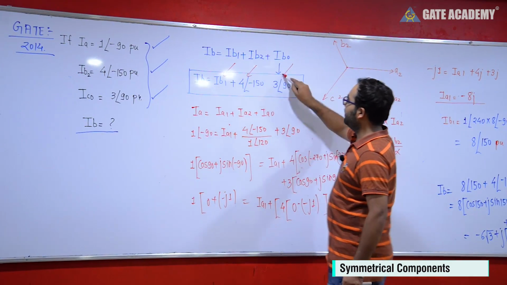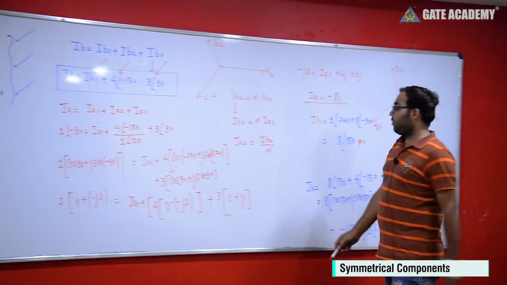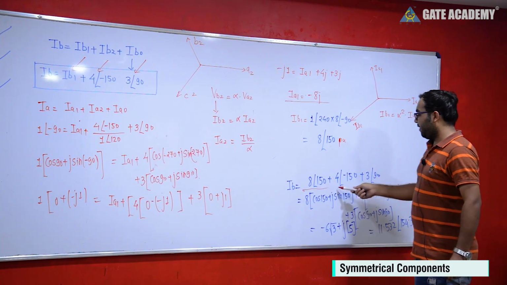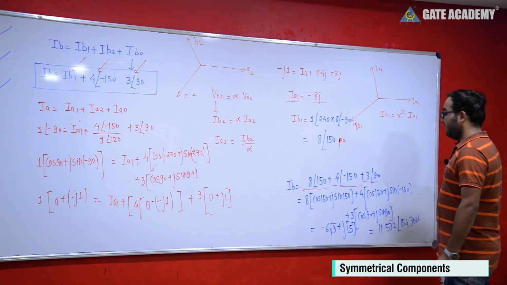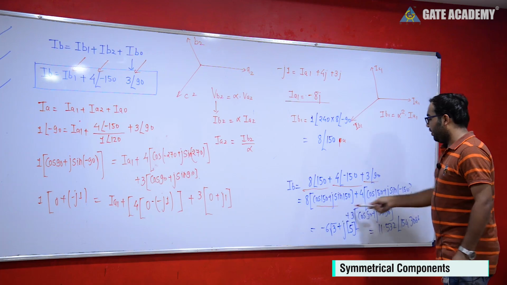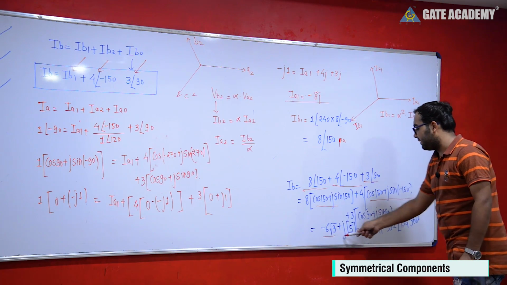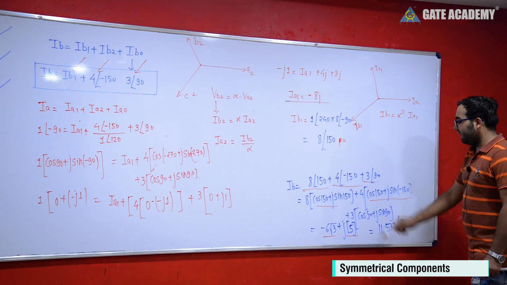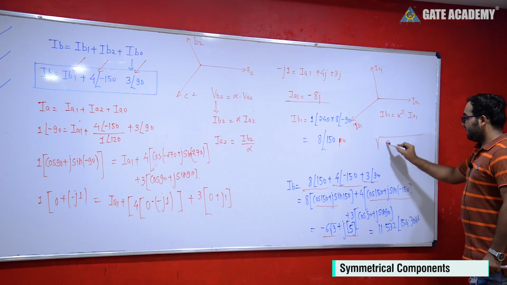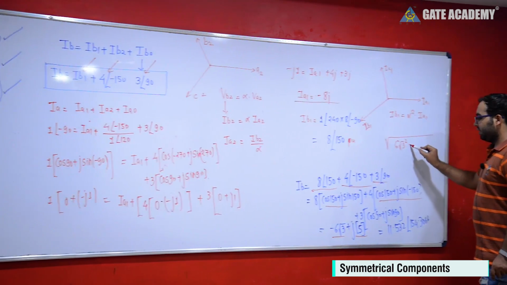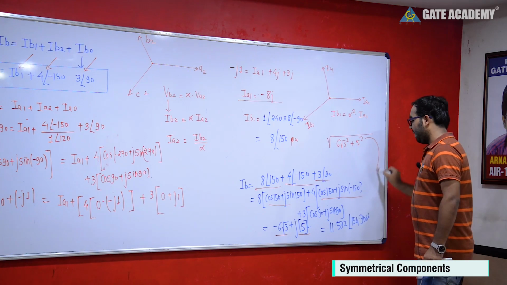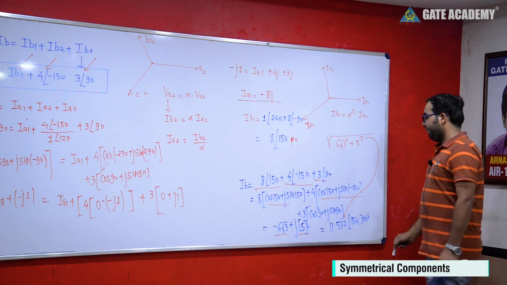We know this value. What we have to do is only use the basics. So we are getting 8 at 150, 4 at minus 150, 3 at 90 degrees. So we are going to break this into cos plus j sin, cos plus j sin, cos plus j sin. We are getting the real part as this and the imaginary part as this. So when we take 6 root 3 whole square plus 5 whole square, the magnitude we will get is 11.532.